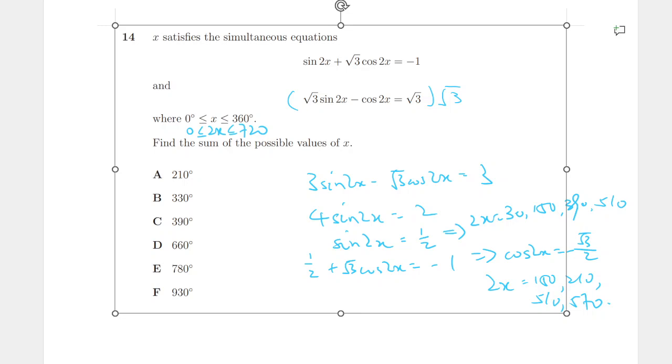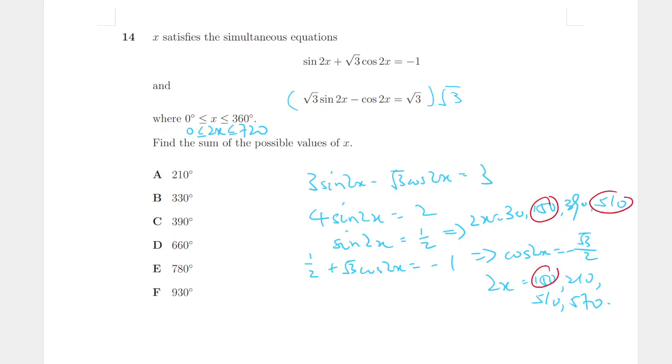Okay, so what are the overlaps? So the overlaps are 150 and 510. Good, so therefore x equals what? Divide that by 2, so that's 75. And then the other one is 255. Good. Find the sum of the possible values of x, right? So when it's 75 plus 255, what do we have? 330. So the final answer is B.